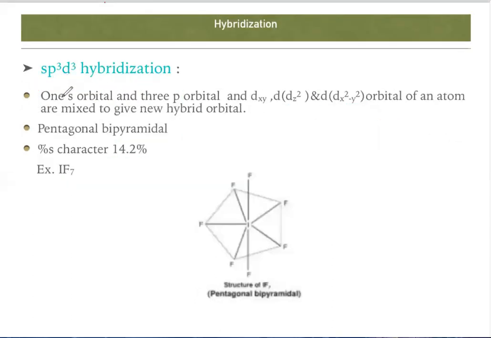So next, coming to our next hybridization, that is sp3d3. The participation is 1 s, 3 p and 3 d. So what are those 3 d's? The d's are dxy, dz square, dx square minus y square. Remember this. The 3 d's are these.